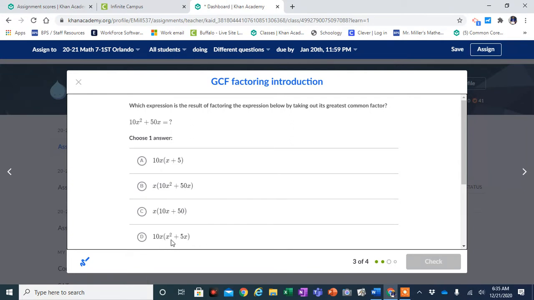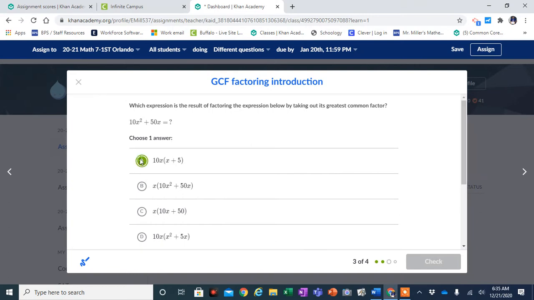If you do 10x times x squared, you would get x to the third. So it's not D. So the answer is A. 10x times x is 10x squared. 10x times 5 is 50x.